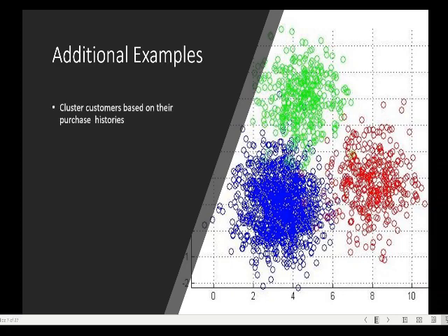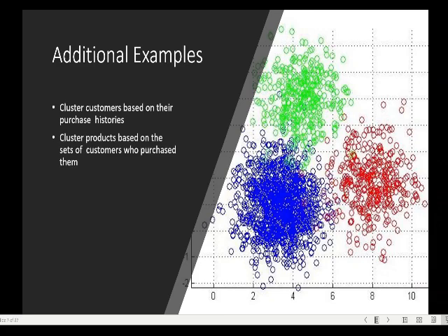Other forms of clustering can be used for many different purposes. We can place customers into groups based upon their purchase histories. If you're dealing in retail, that could be easy to do if you're using web analytics tools to track the purchasing histories and describe how much money they spend, what items they're buying, where they're buying them from.